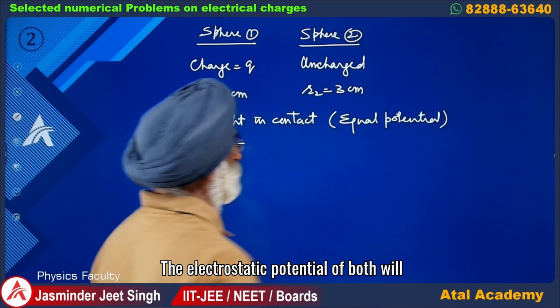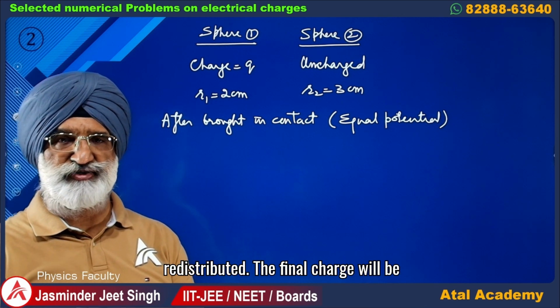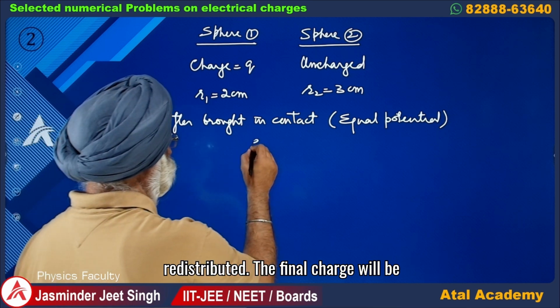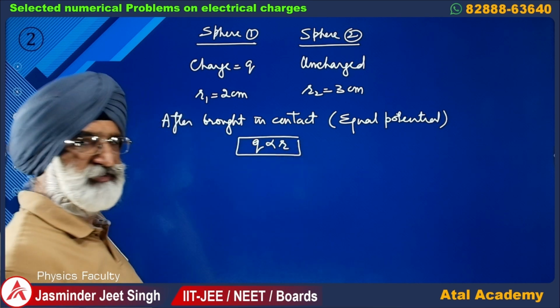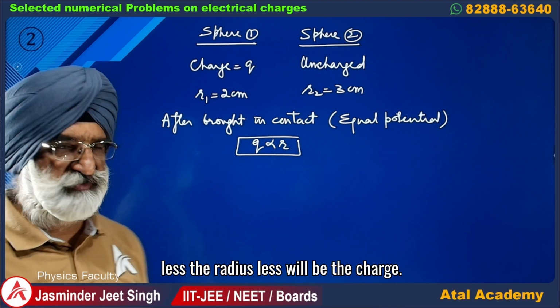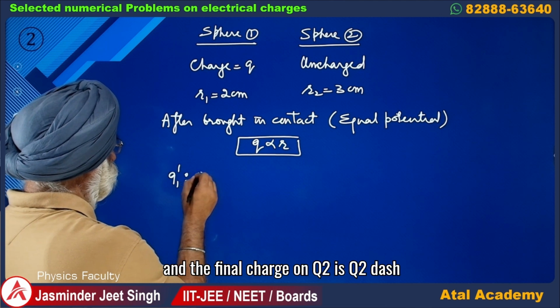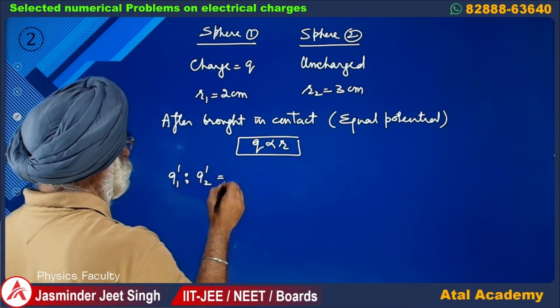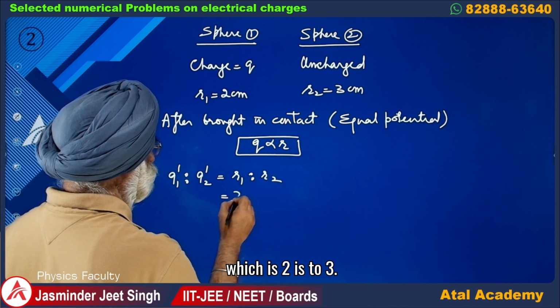The electrostatic potential of both will become equal, then the charges will get redistributed. The final charge will depend upon their radius. The more the radius, the more the charge; the less the radius, the less the charge. The final charge on Q1, which is Q1 dash, and the final charge on Q2, which is Q2 dash, will be in the ratio of their radii, which is 2:3.